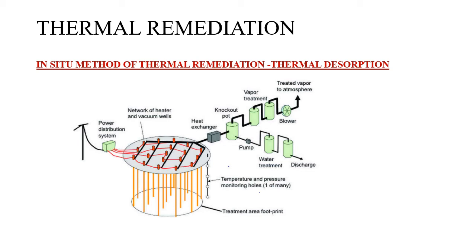Before it is finally discharged, we have to treat the vapors, or the vaporized components or other organic compounds which have been drawn out of this heating system. So they have to be treated before discharging. Okay, so this is the whole process. You have your heating system here, and then you have your extraction and treatment system. Those are the two main components of the in situ thermal desorption system.